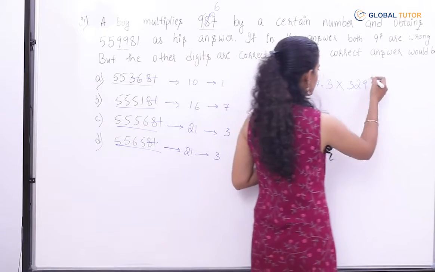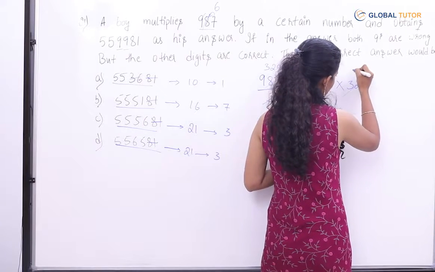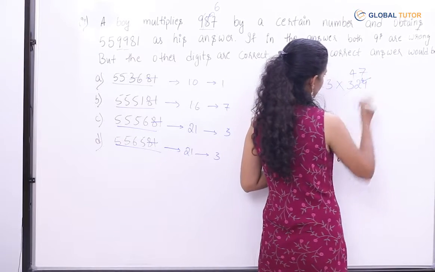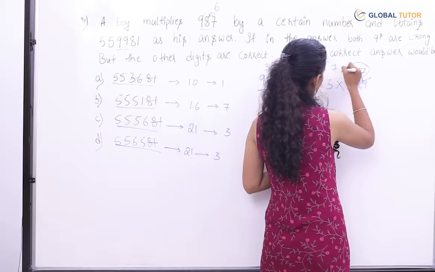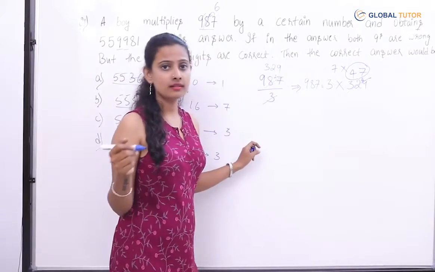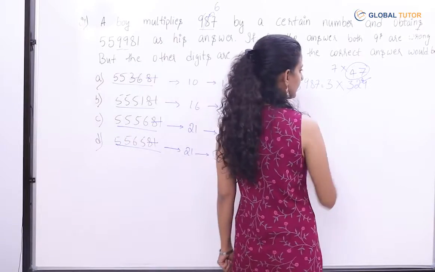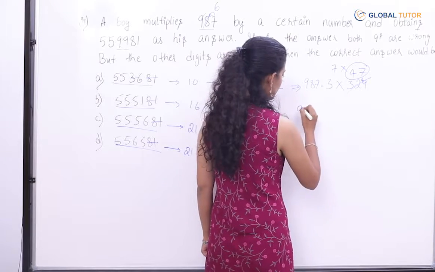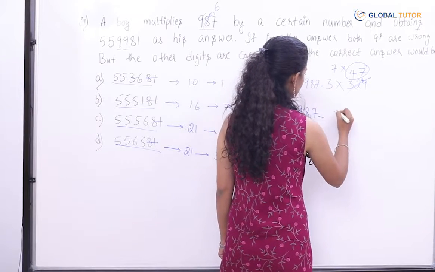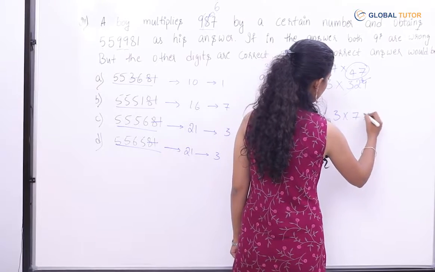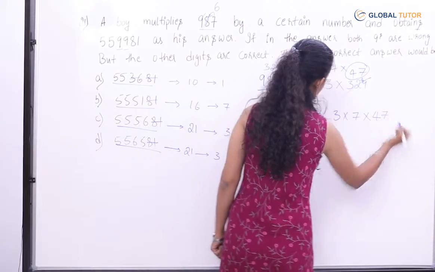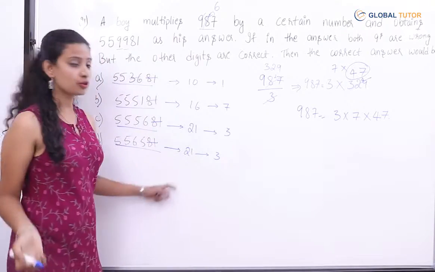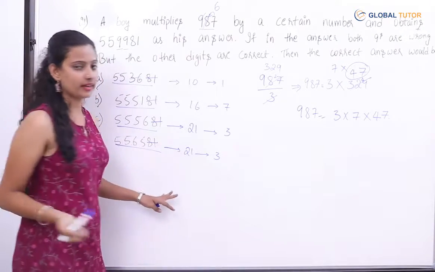So it is 7 4s are 28. You're left with 4. 7 7s are 49. So 47. Right? So now 329 can be written as 7 multiplied by 47. So 987 will be 3 into 7 into 47. Now we have to find out whether one of these answers is also divisible by 7.